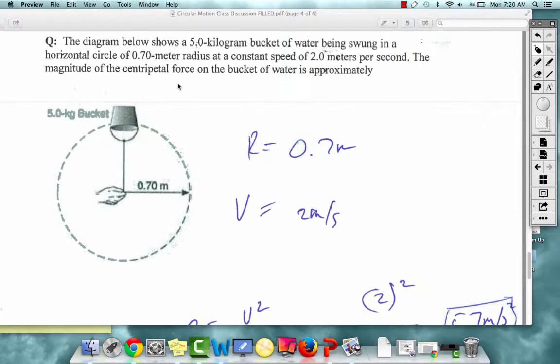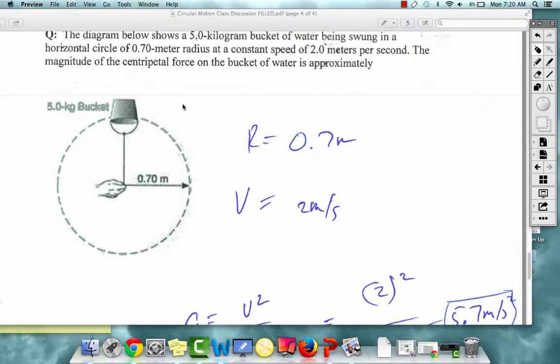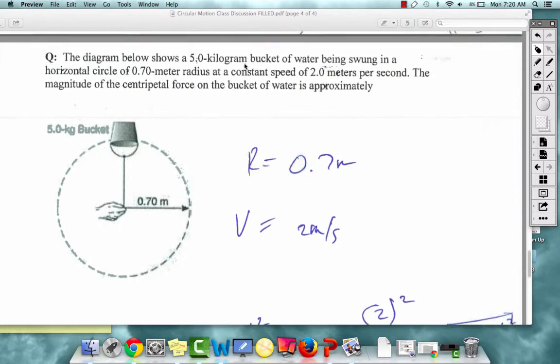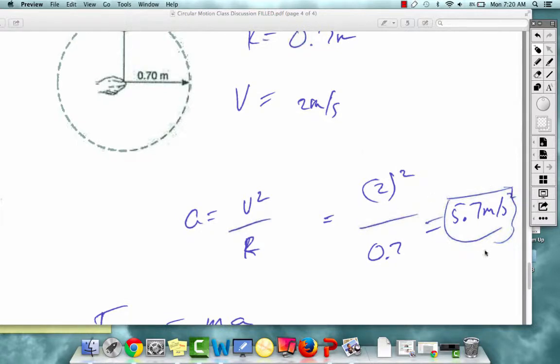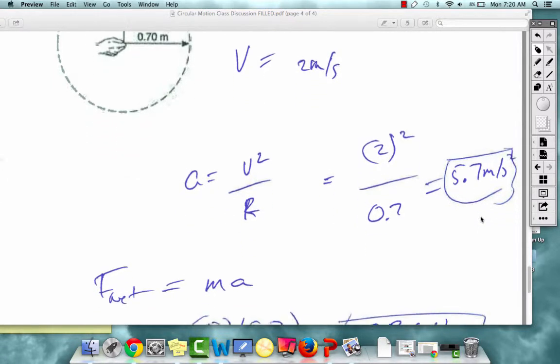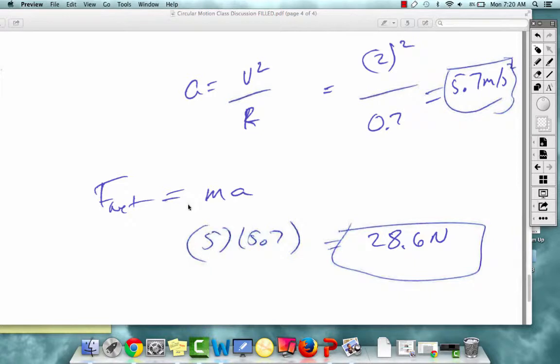What about the centripetal force? Well, if you think back to Newton's second law, F net equals ma. The mass of this bucket is 5 kilograms, which is just gotten from the problem, times the acceleration, which is 5.7 meters per second squared. So here I wrote it down. Here's Newton's second law. The mass is 5, the acceleration is 5.7. 5 times 5.7 is 28.6 newtons.